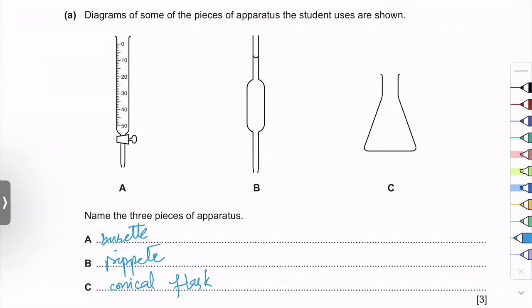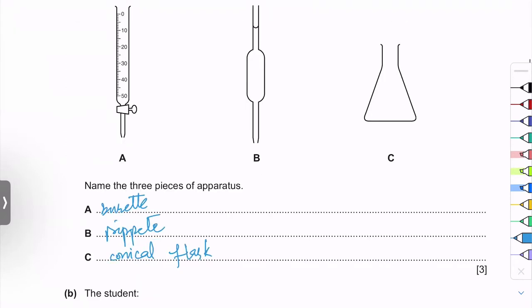You also need to know where we use these. Burette is used when you want to add a variable amount or variable volume of a liquid. Pipette is used when you want to add a fixed amount of liquid. And conical flask is used when you're mixing liquids or mixing liquids with solids. So that's the use of these.